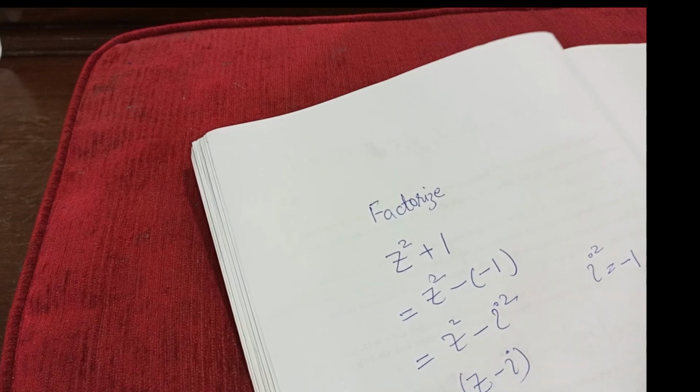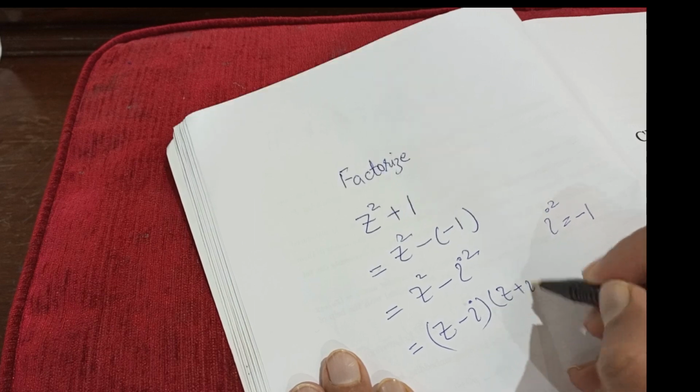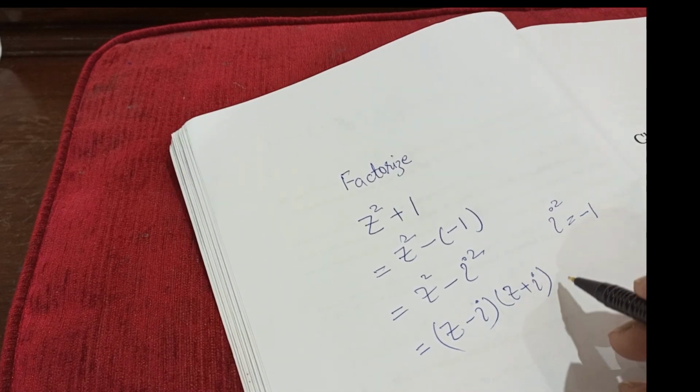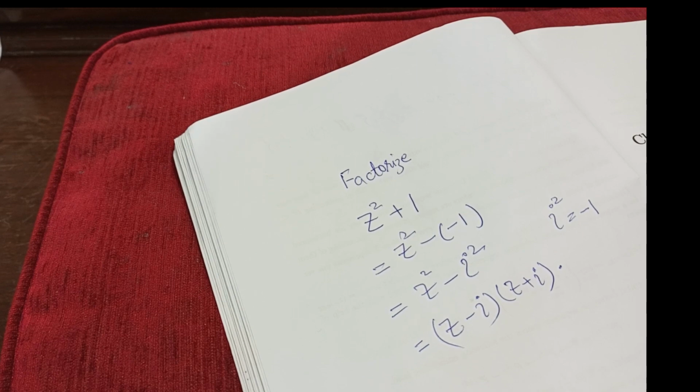So we have z minus iota into z plus iota. So this is how we factorize this type of expressions.